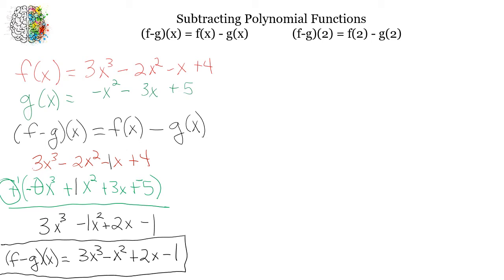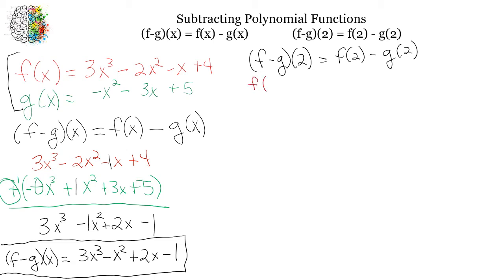Now, if your professor gave you the problem of f minus g of 2, all they're asking you to do is to take those original equations, and everywhere that you see an x, you're going to replace that with the number 2, because that is the same as f of 2 minus g of 2. So I'm going to start with my f equation. So that's f, and instead of an x, I'm going to put a 2. And everywhere I see an x, I'm going to put the number 2.